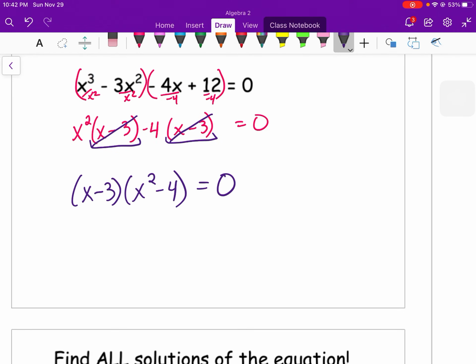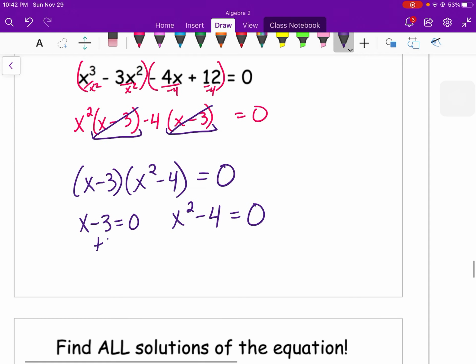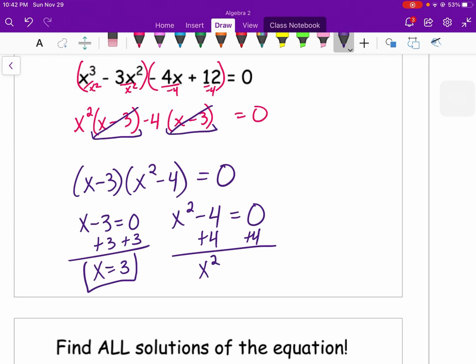Now technically x squared minus 4 does factor to x plus 2 and x minus 2, but I'm just wanting to solve now, so I don't have to factor all the way down. When you get to a quadratic, you can set the factors equal to 0 and solve. This one you would add 3 and I'd get x equals 3. Here I would add 4 and then I'd solve by square roots. So square root both sides, and then just remember that the square root of 4 is positive or negative 2. So I did get 3 answers there. Positive 3 and then positive or negative 2.